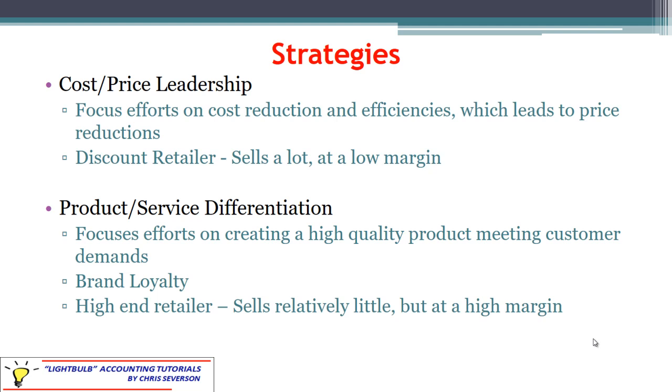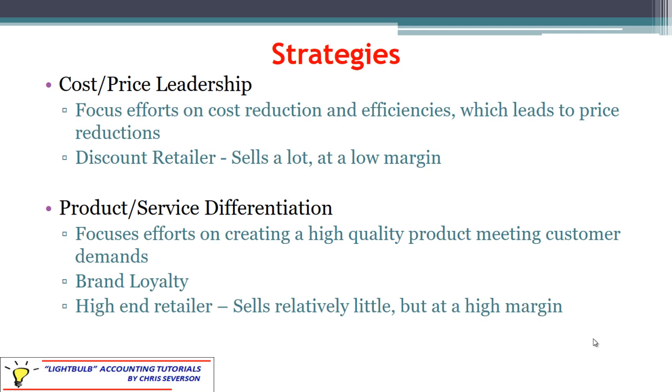So you can think of a discount retailer here. They sell a lot, but they don't make all that much on each unit they sell. It's a slim margin. But keep in mind, what we're doing here is multiplying quantity times profit margin per unit.